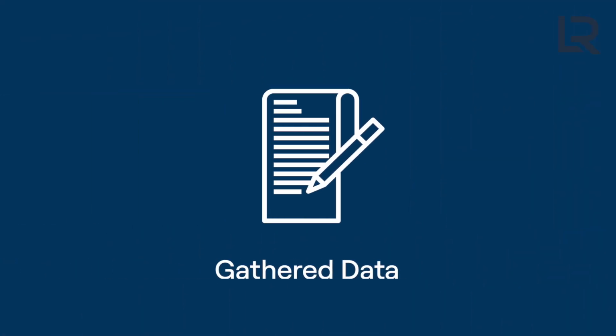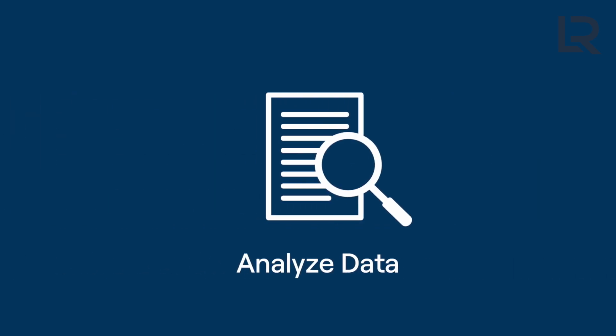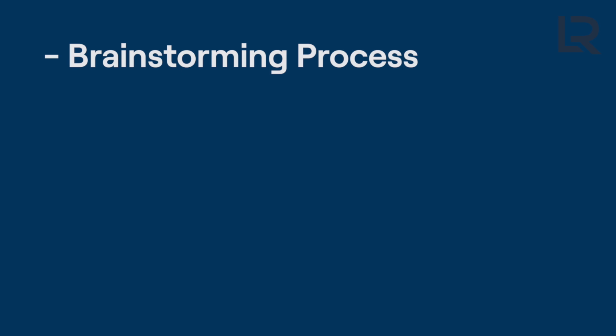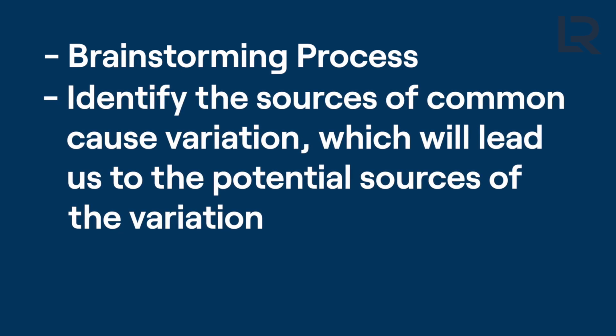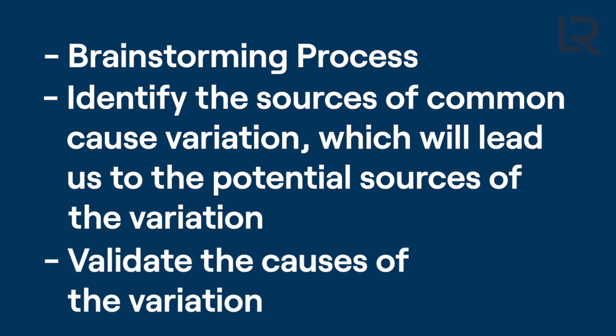I'm now going to take you through the analyze phase of your white belt overview. In this phase, you've now gathered your data in the measure phase, and now we're going to use it to analyze the information to try to find the root causes of your problems. We're going to begin doing this through a brainstorming process. Next, we will identify the sources of our common cause variation, which will lead us to the potential sources of the variation. And after this, we will validate the causes of the variation that we come up with.